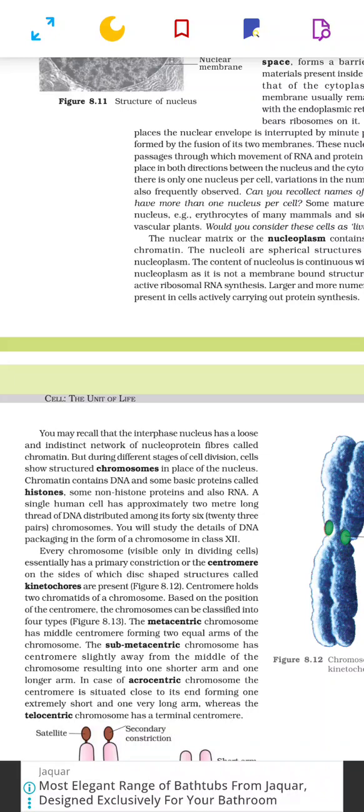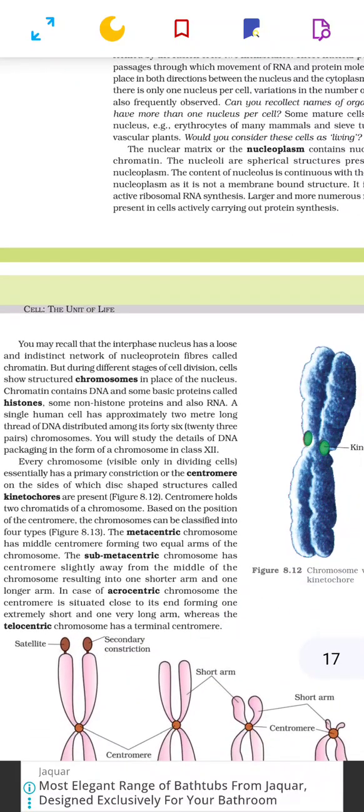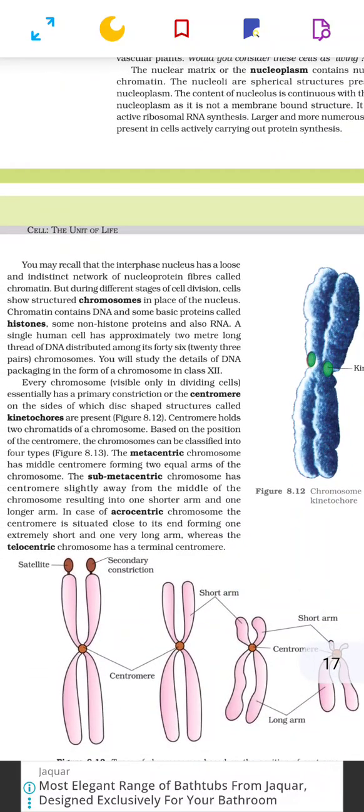Based on the position of the centromere, the chromosome can be classified into 4 types. The metacentric chromosome has a middle centromere forming 2 equal arms of the chromosome. The submetacentric chromosome has a centromere slightly away from the middle of the chromosome, resulting in one shorter arm and one longer arm. In case of acrocentric chromosome, the centromere is situated close to one end, forming one extremely short and one very long arm, whereas the telocentric chromosome has a terminal centromere.